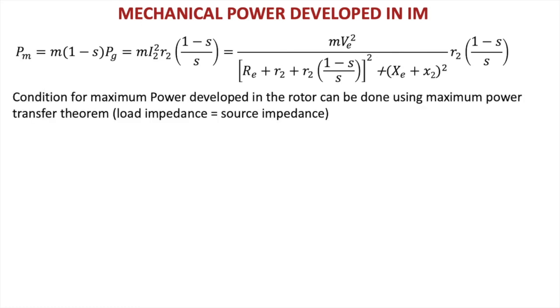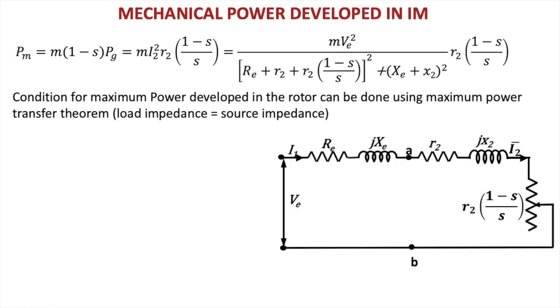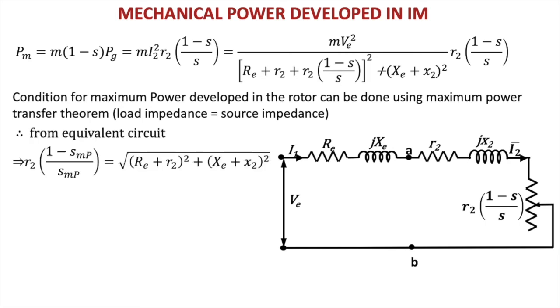Now the condition for maximum power developed in the rotor can be found using the maximum power transfer theorem. That is, when the load impedance is equal to the source impedance, the power transfer to the load is maximum. So we'll use this Thevenin's total equivalent circuit. The electrical load is R2 into 1 minus S by S. The slip at which the maximum power occurs is denoted by SMP, and we calculate it using the electrical equivalence, that is, when the load resistance is equal to the source resistance, using the maximum power transfer. This has been derived.